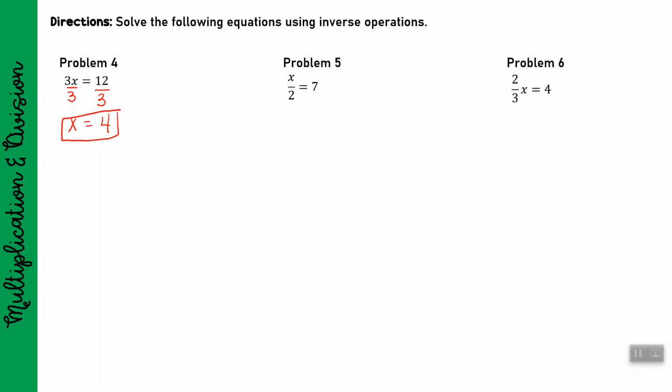Okay, problem 5. Well, this is a fraction, but a fraction is just division. The inverse of division is multiplication. So I multiply both sides by 2. These 2's are going to eliminate. I'm going to get x equals 7 times 2. I get 14.